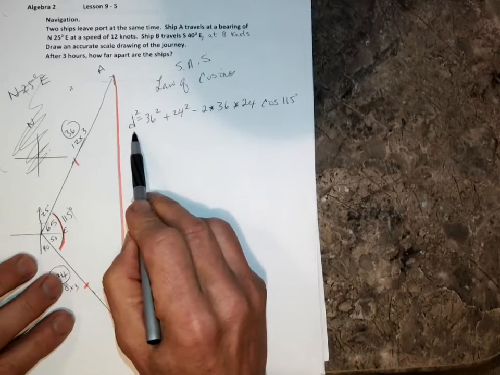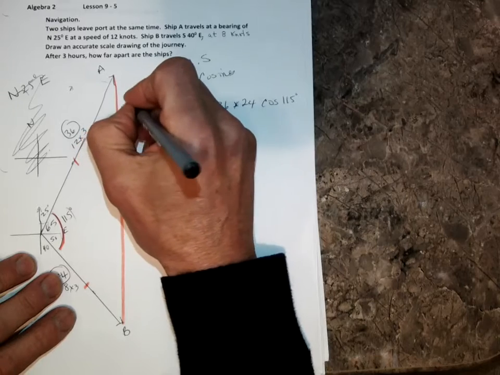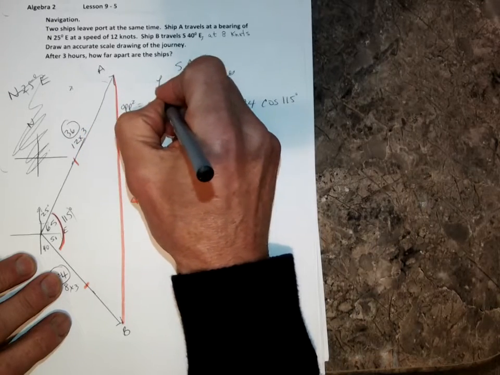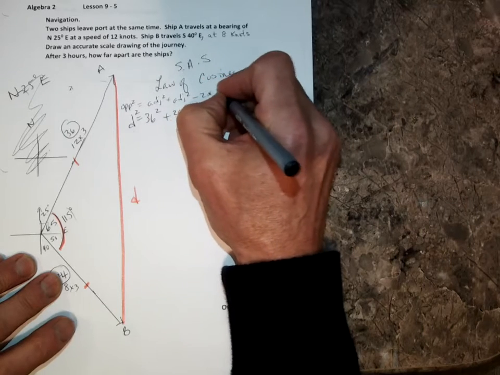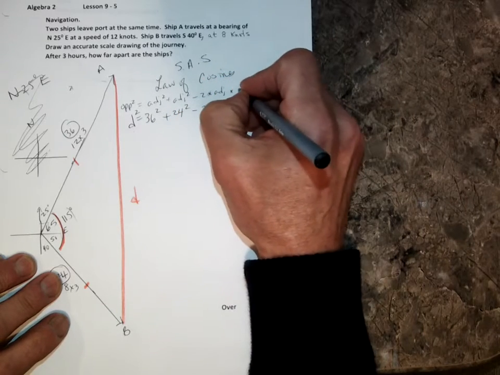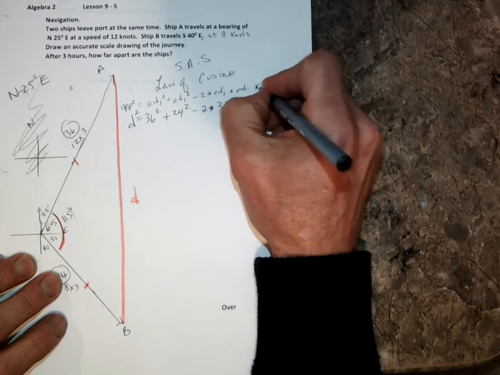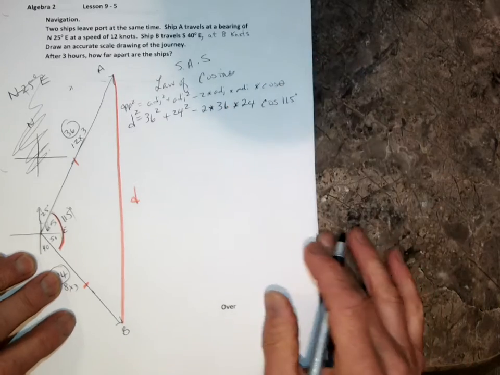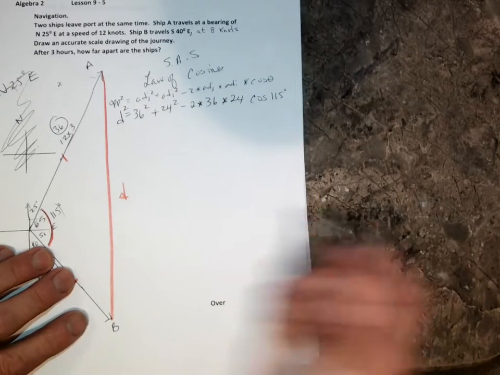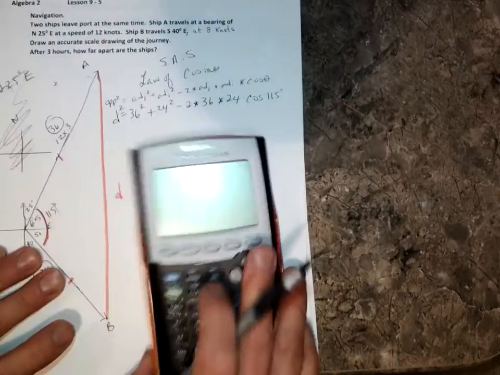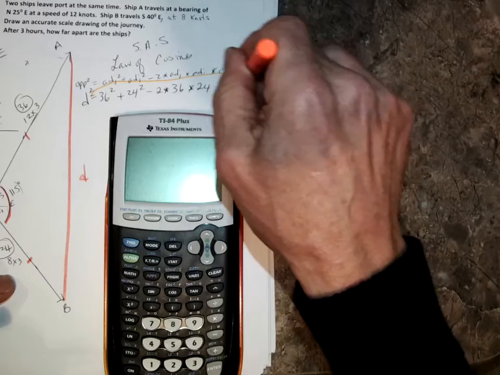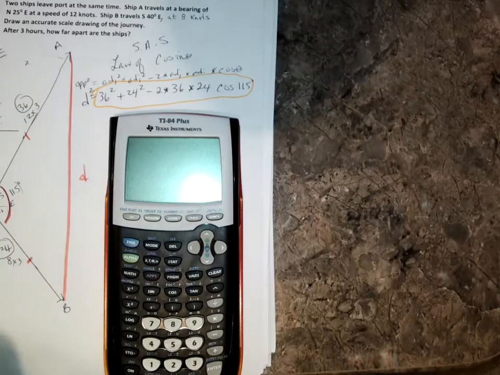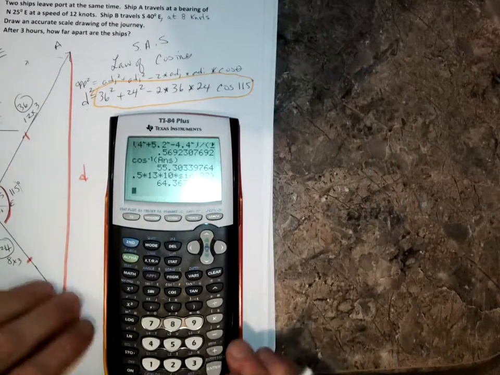Opposite squared equals adjacent squared plus the other adjacent squared minus 2 times your adjacent times your other adjacent times the cosine of your angle. Okay, we learned that last week. So then I'm going to put that in my calculator, just the way it is. I'll put this part of it into my calculator, and then I'll take the square root of it because it's d squared. So here we go.